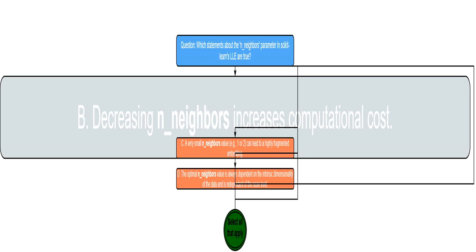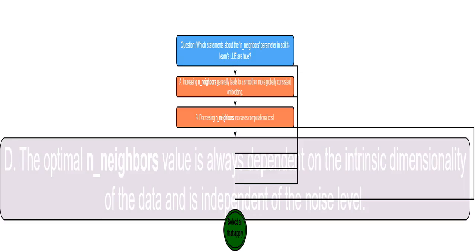This statement is incorrect. I found that decreasing the number of neighbors actually reduces the computation needed because LLE has to calculate fewer distances between points. This is false. The best number of neighbors depends on both the inherent dimensionality of the data and the amount of noise. A noisy dataset might need a larger number of neighbors to smooth things out, while a low-dimensional dataset might work better with fewer neighbors.